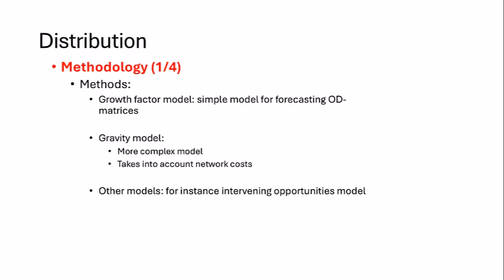When it comes to modeling trip distribution, there are several methodologies. The simplest is the growth factor model, which uses information from a base OD matrix and projects it into the future. A more sophisticated approach is the gravity model, which incorporates travel costs and accessibility. And there are also alternative approaches, such as intervening opportunities models. Each method differs in complexity, assumptions, and the type of input data required.